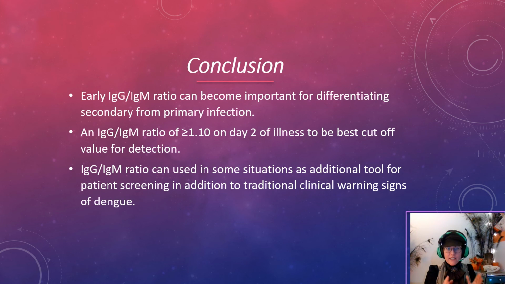In conclusion, early IgG to IgM ratio can become an important player for differentiating secondary infection from primary infection. Also, obtaining IgG to IgM ratio on day 2 of illness with a ratio of 1.10 is still the best cutoff value for secondary infection detection. Finally, an IgG to IgM ratio can be used in some situations, so a clinical setting, as an additional tool for patient screening in addition to the traditional clinical warning signs of dengue.